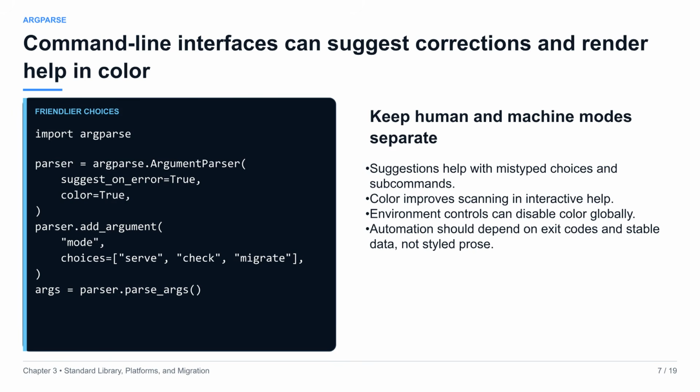A script should use exit status, a documented structured output option, or a stable protocol rather than parse colored help and error prose. If tests compare output exactly, set color explicitly, or disable it through the standard environment controls. Suggestions are guidance, not fuzzy acceptance. The parser still rejects an invalid value, preserving deterministic command behavior.